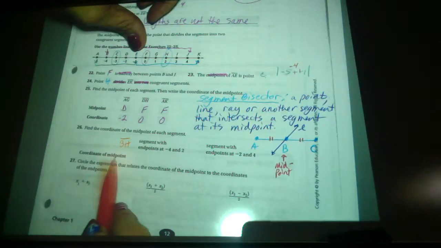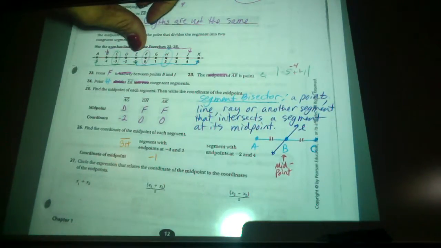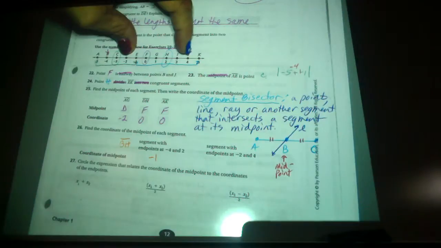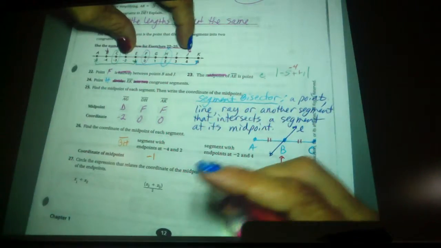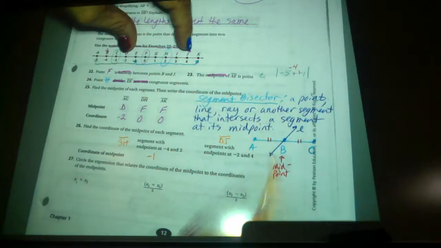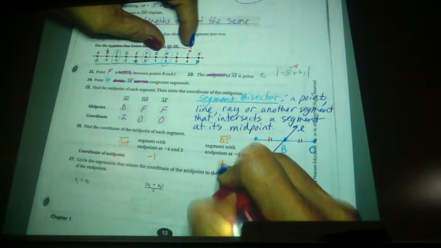But they want the coordinates. So what do they want? -1. And segment with endpoints at -2 and 4. So here's -2 and here's 4. What's the distance between those two? And then that one happens to be DJ. And that's the 6. So again, half of that is 3. So 1, 2, 3. That would be G.